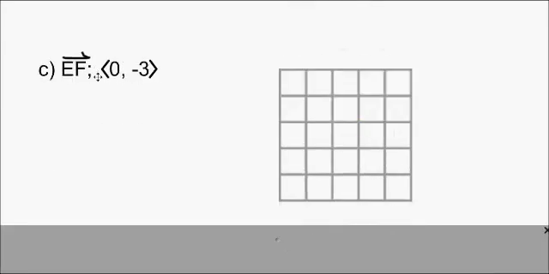Vector EF, component form 0, -3. So I'm going to put my E here. And F, I don't move over at all. And I go down, 1, 2, 3. Moving down because this is a -3. So here's F. Now I want an arrow dropping straight down.